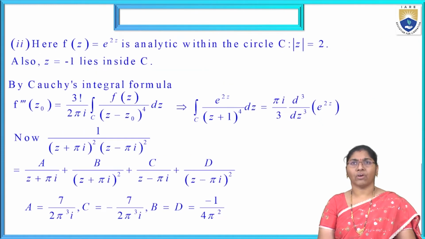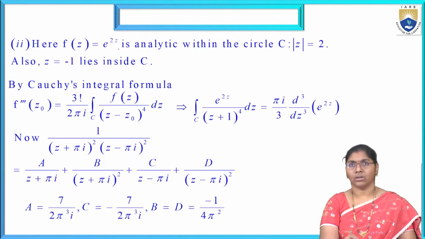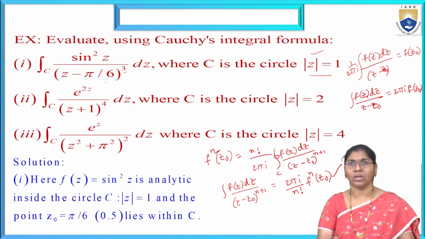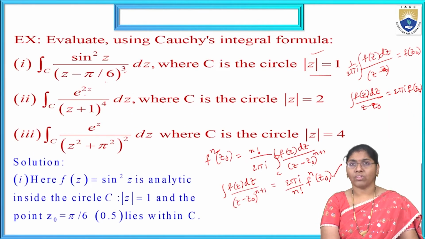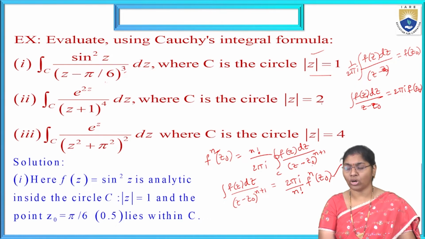Now the second one. F of z equal to e power 2z. Now, what is the second problem? Integral over c of e power 2z by (z plus 1) to the power 4 dz, where c is the circle mod z equal to 2. Here mod z equal to 2 is the given circle. This is outside, and this one is also outside.